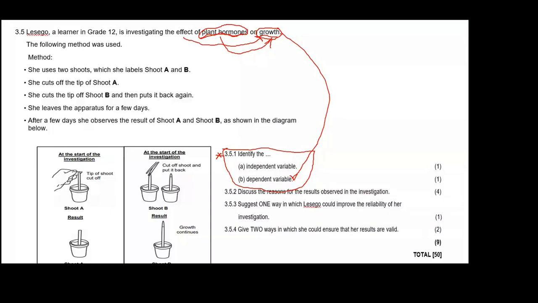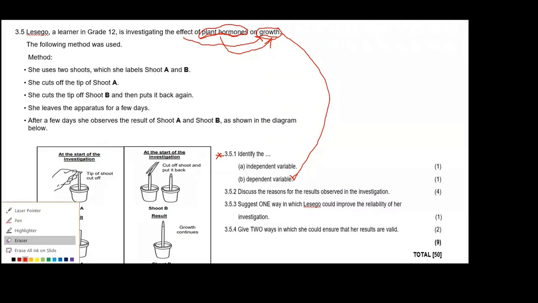But I want to just mention one last thing here, and that is 3.5.3, which is how Lesego improved the reliability. I just want to stand still by reliability. When you are asked for reliability, you must look at two things. Who can tell me what those two things are? I'm sure your teacher hammered that into your head. Okay, that's going to be easy. I'll wait for that in the chat.